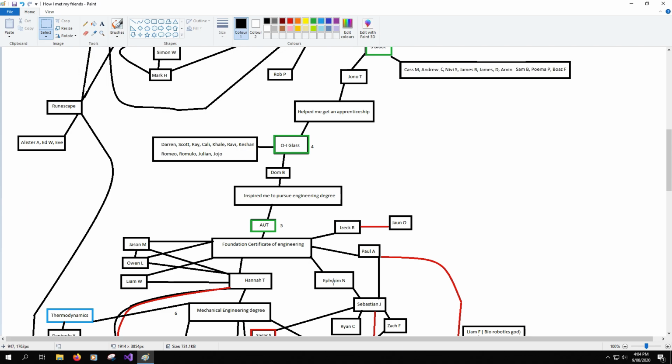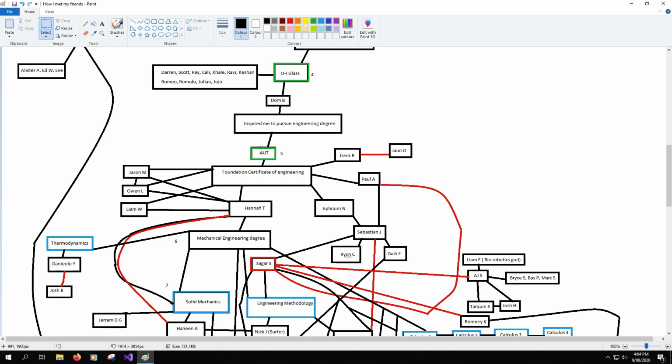So Ephraim N pursued a different engineering degree. I think he's civil. I met Sebastian J through Ephraim N, just by an offhand conversation, I believe. And then through Sebastian, I met Ryan C and Zach F. These guys are electrical. Now you can see the complexity. It's starting to get way more complicated. I'm studying a mechanical engineering degree. That's why Hannah's linked to here.